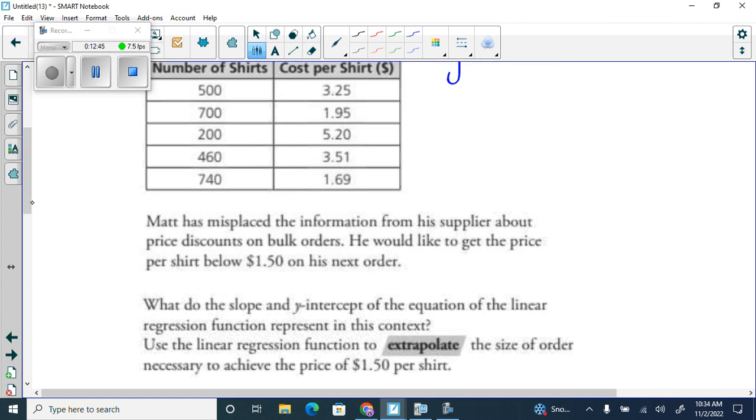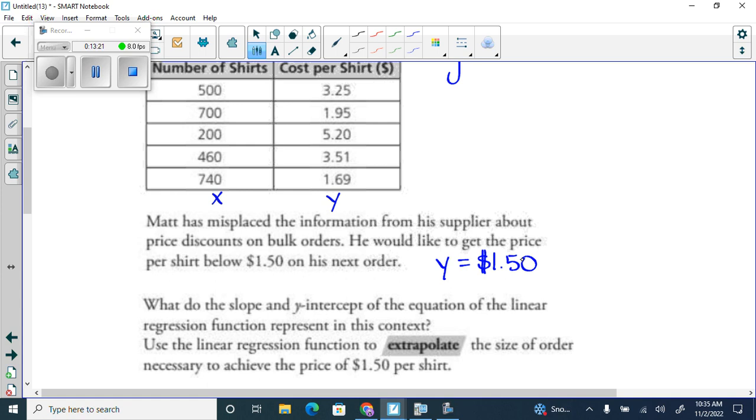Everyone's paying attention? This one says, Matt has misplaced the information from his supplier about price discounts on bulk orders. He would like to get the price of the shirt to be below $1.50. Did I give you X or did I give you Y? Y. Because X is here and Y is here, so I gave you Y equals $1.50. And when I know Y, I put it in where? Y2. You don't go 1.49. Why?